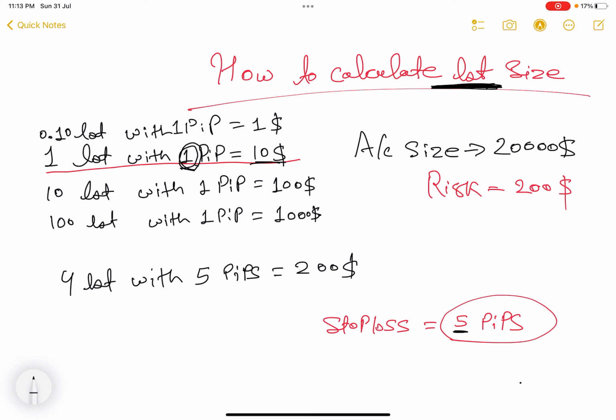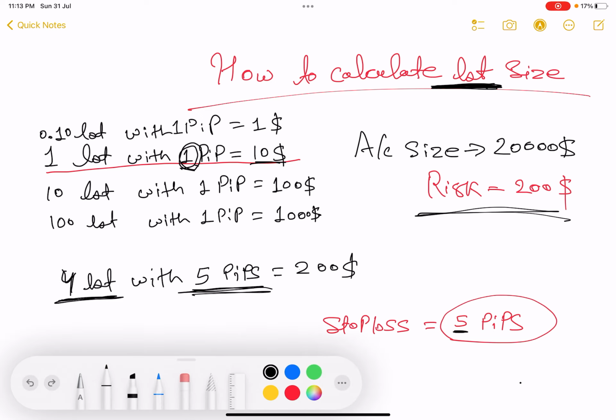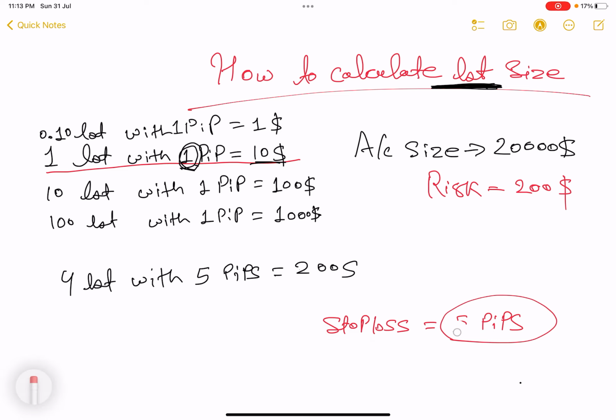So whenever I am trading, and if my stop loss is 5 pips, and my risk should be only $200 in terms of money, in terms of capital, then according to that I will select a 4 lot size. I will trade with 4 lot. Okay. Now let's say there is another example. In this example, let's say my stop loss is 10 pips.